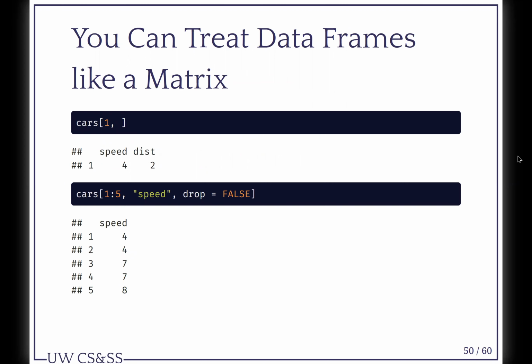But the funny thing is that you can also treat data frames like a matrix. You could say, for instance, cars subset 1, comma, nothing, and it'll provide to you just the first row. Or you could say cars 1 to 5, the speed column, and drop equals false, and it will return to you the first 5 rows of just the speed column as if you were subsetting a matrix with named columns.